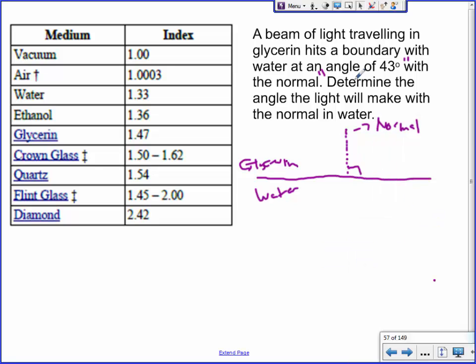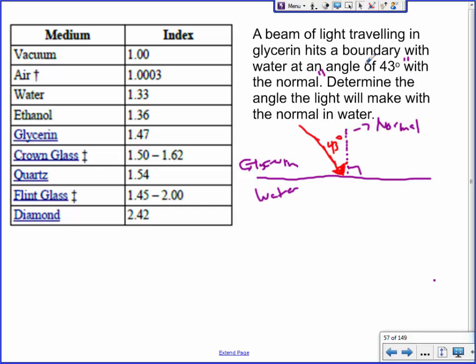So it's actually going to give me the angle. It says that it's coming in at 43 degrees with the normal. So I'll have the light come this way, going from the glycerin towards the water. And then the angle of 43 degrees with the normal means that this angle right here is your 43 degrees. Not the angle right here between that and the water, but the normal is the perpendicular line. Does that terminology make sense to you guys?